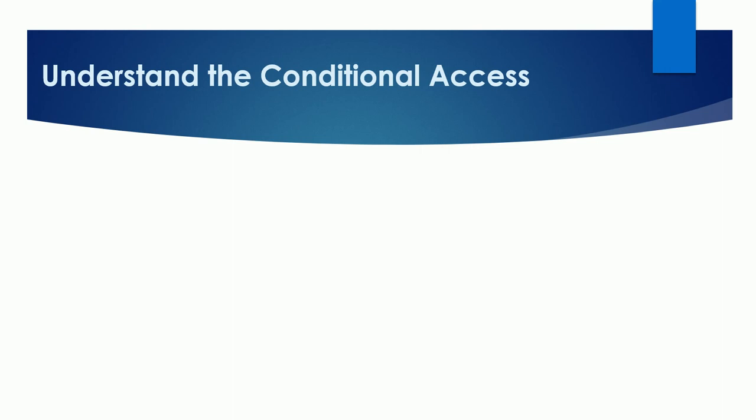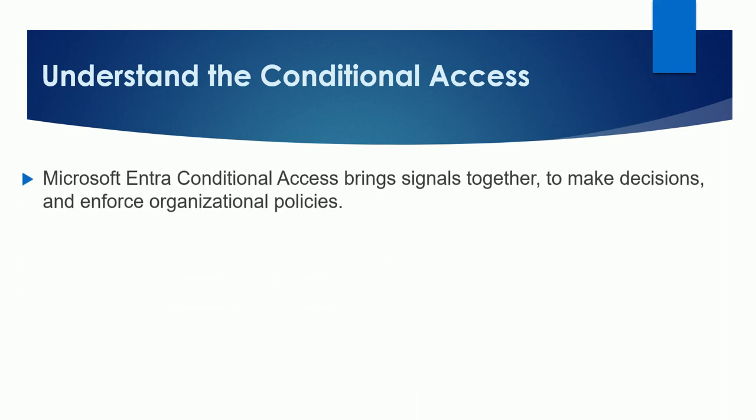Understand conditional access. What is conditional access? Microsoft Entra conditional access brings signals together to make decisions and enforce the organization policy. Basically, conditional access is part of Entra, and you can see the option inside Intune as well. It will bring the signals coming from various resources, and I will show you where the signals come from. Signals are like notifications, and based on them the decision is taken in the conditional access policy we are applying.